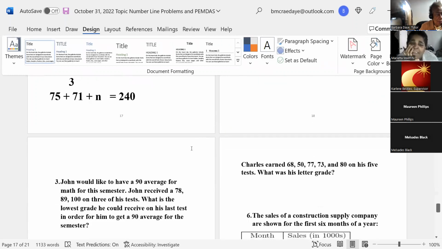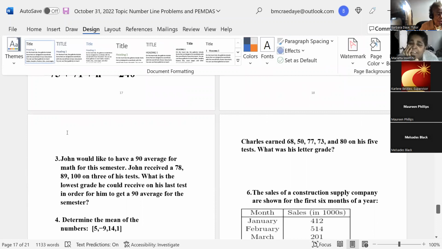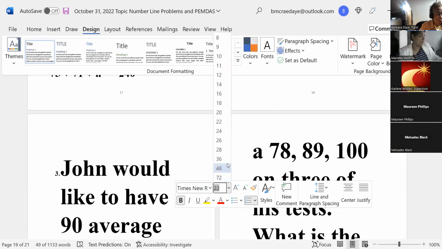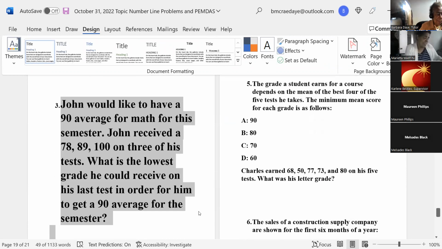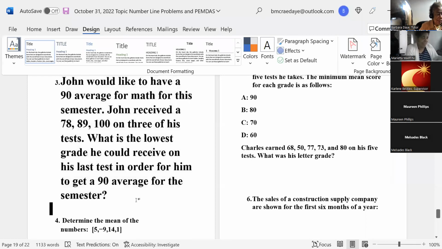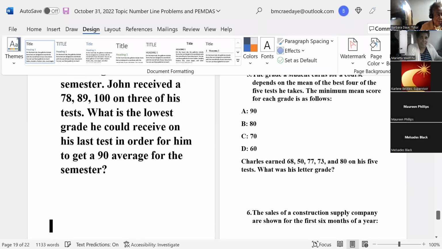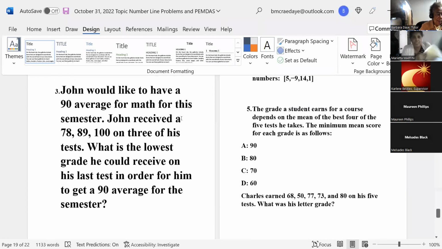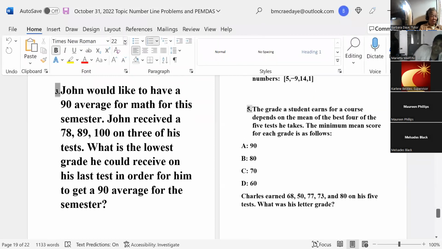Now I want you to solve number 3. Let me make this bigger. I want you to solve this. Now this is just like the one I just did. This one is just like it. I just want you to solve it. Make sure you know how to do this, okay? Yeah, the one I just completed.